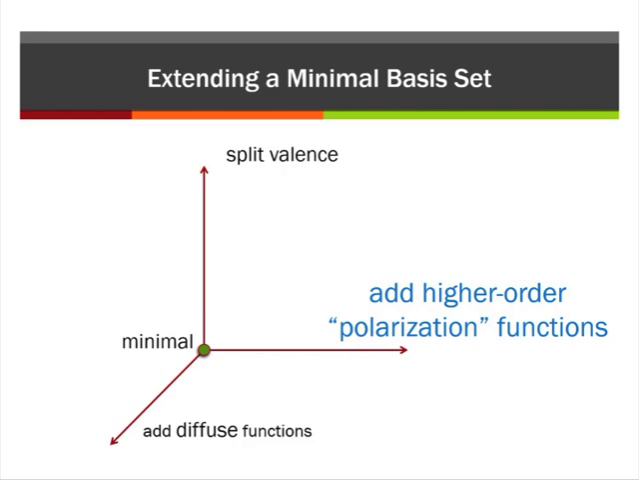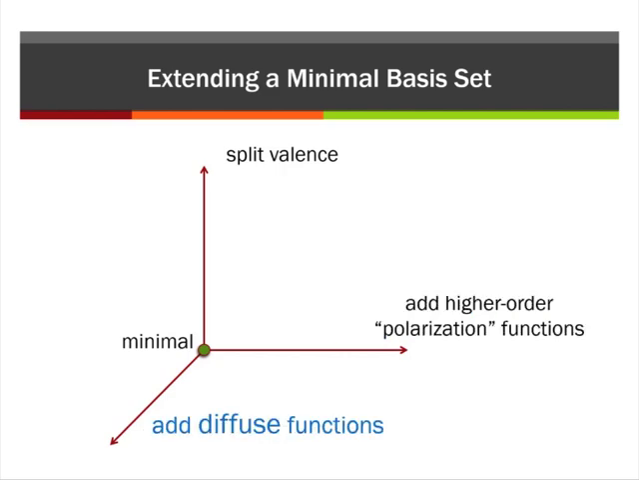Those are higher order. Those are derivatives. It's a Taylor series. And finally, I can add functions that are really not associated with the atom. They're far away. They're diffuse. They have very little effect on the atom itself, but on the atom in molecules, they may have a great deal of effect. So there's at least three things I can do to improve or to complicate the choice of atomic basis set. And finally, you get to this point of completeness.